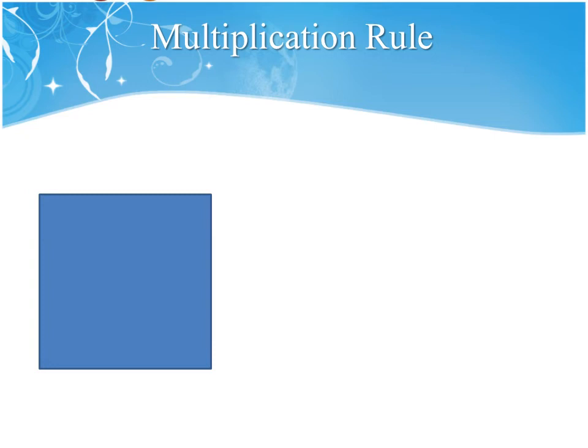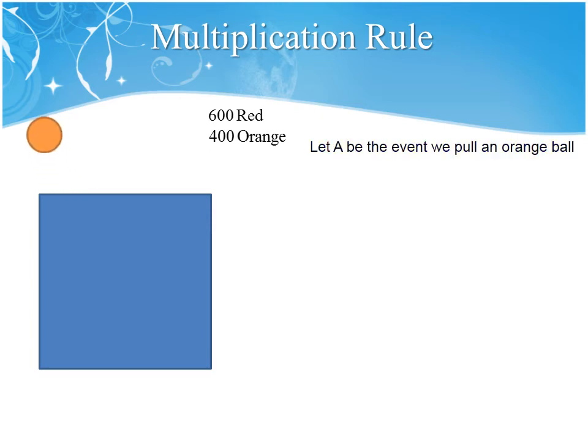So let's go back to the ball and box example. This time I'm going to throw some red balls in the box, throw some orange balls in the box, but then start throwing a lot more in. So we do this over and over again. Finally, suppose we had 600 reds and 400 oranges. We'll let A be the event that we pull an orange ball out, and we'll let B be the event we pull a red ball out. What we want to know is the probability of A occurring and then B occurring.